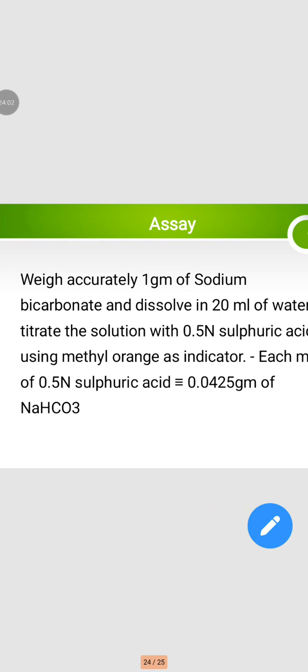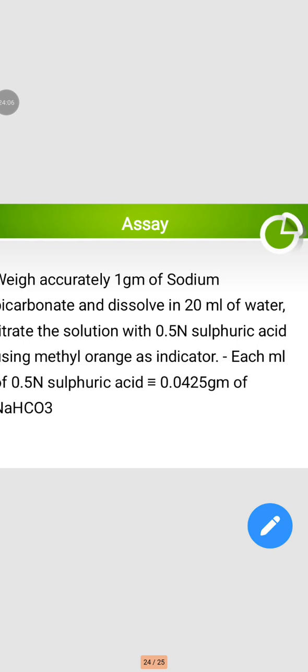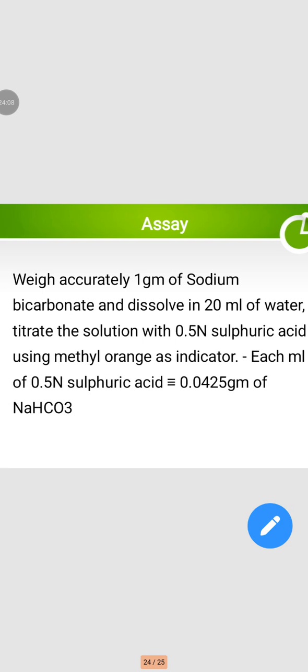Assay. Weigh accurately 1 gram of sodium bicarbonate and dissolve it in 20 ml of water. This solution is titrated with 0.5 normal sulfuric acid, that means H2SO4. The indicator used is methyl orange, until the end point is obtained. Each ml of 0.5 normal sulfuric acid is equal to 0.0425 gram of sodium bicarbonate.